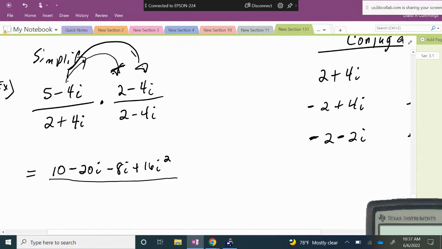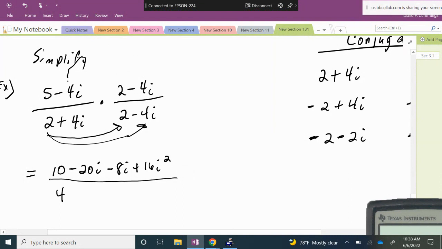And then I'm going to do the same thing to the denominator. I'm going to multiply 2 plus 4i times 2 minus 4i. All right, so the same thing, I'm going to multiply everything by 2. So 2 times 2 is 4. 2i times negative 4i is negative 8i.